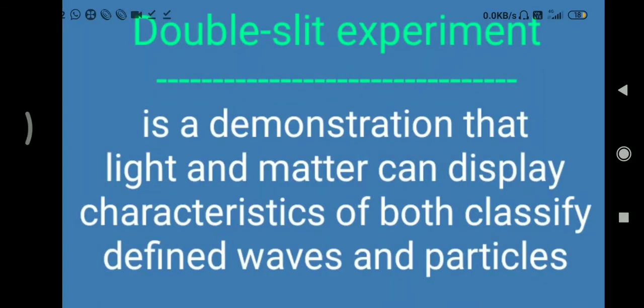In today's session, we are going to learn the double slit experiment. The double slit experiment is a demonstration that light and matter can display characteristics of both classically defined waves and particles.